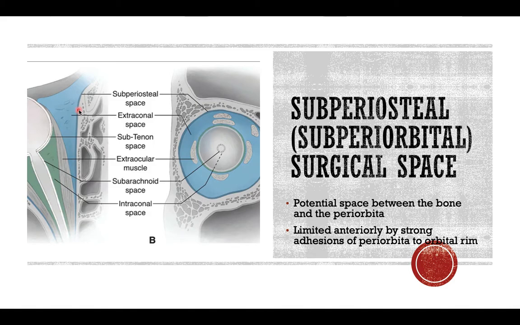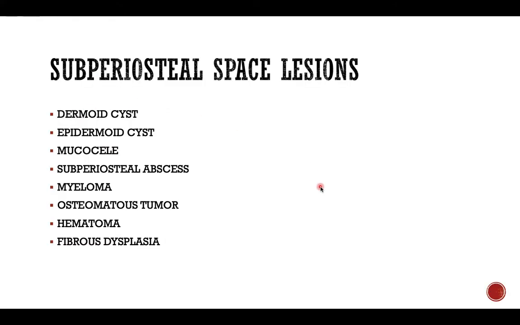This space is limited anteriorly by strong adhesions of the periorbita to the orbital rim. So what are the lesions we commonly see in this space? We see the dermoid cyst, epidermoid cyst, mucocele, subperiosteal abscess, myeloma, osteomatous tumors, that is, tumors directly arising from the bone, hematoma and fibrous dysplasia. Tumors arising in this space usually arise from the bone. They separate the periorbita from the bone, which then becomes thicker and tougher. So it forms an effective barrier against the spread of the tumor towards the eye. We can remember that plain x-rays are mostly useful in diagnosing tumors located in this space.